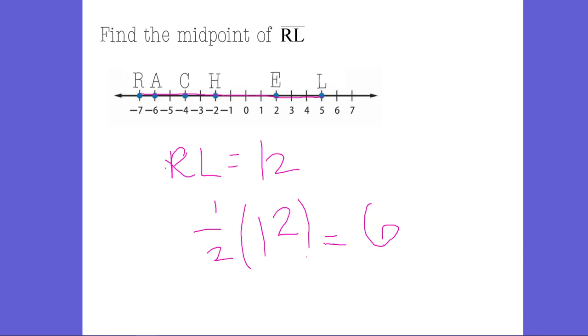So I can either count to the right of R 6 spaces or to the left of L 6 spaces. So 1, 2, 3, 4, 5, 6 puts me at, well, if my screen would work, it puts me at -1. Or if I go backwards, 1, 2, 3, 4, 5, 6. So the big idea is that at -1, again, it will not let me make a circle. At -1, we have our midpoint. So the midpoint of RL is at -1.